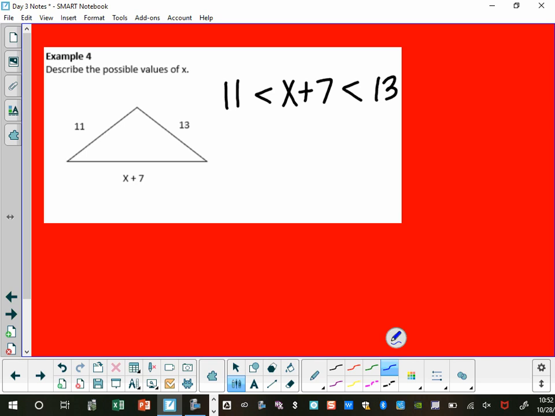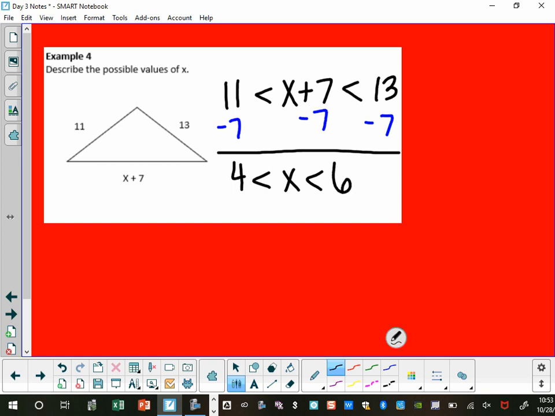How would I solve for x here with an inequality? Minus 7. We're going to subtract 7. What's 11 minus 7? 4. And I just keep my signs the same. 13 minus 7. 8. Wait. 6. So that means that my x can be greater than 4 or less than 6.